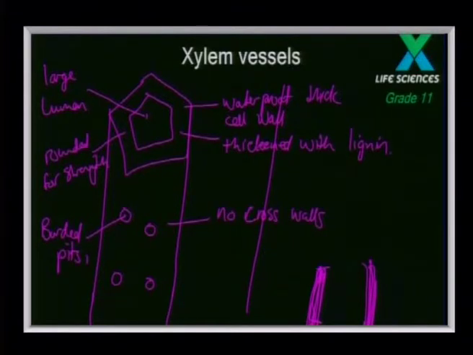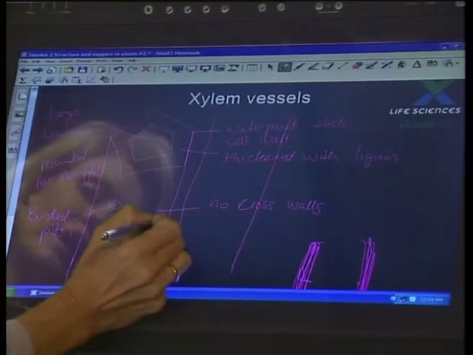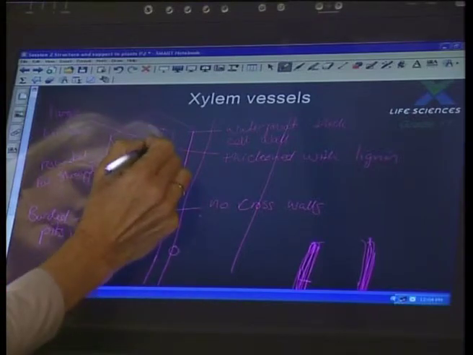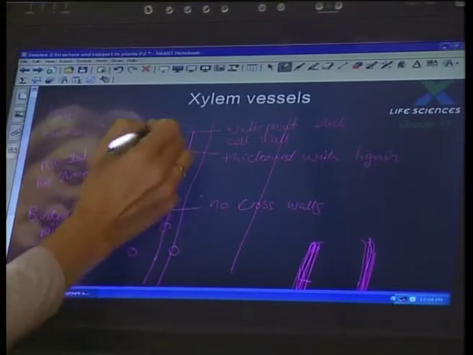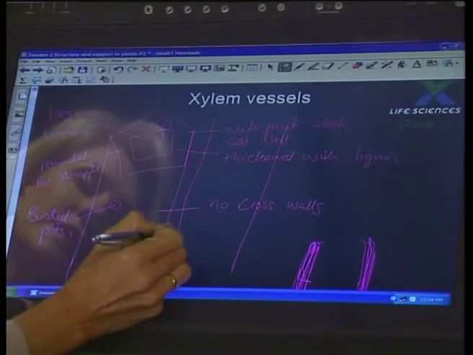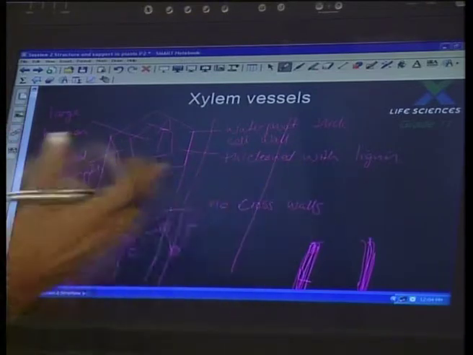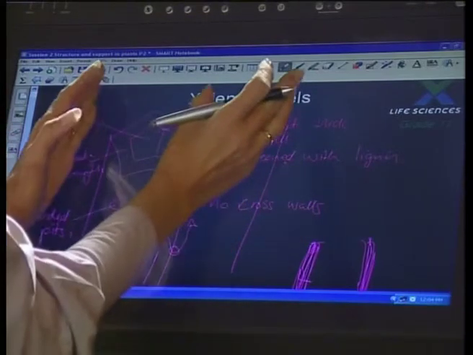And those bordered pits are holes, and the holes will then pass liquid. If this is another xylem vessel here, and it's got a hole there, the water will come in here, or it will be on its way up, sorry. But as it's passing up here, it may pass out here and into there and then go up like that. So it allows for cross movement of the water up the xylem vessels.